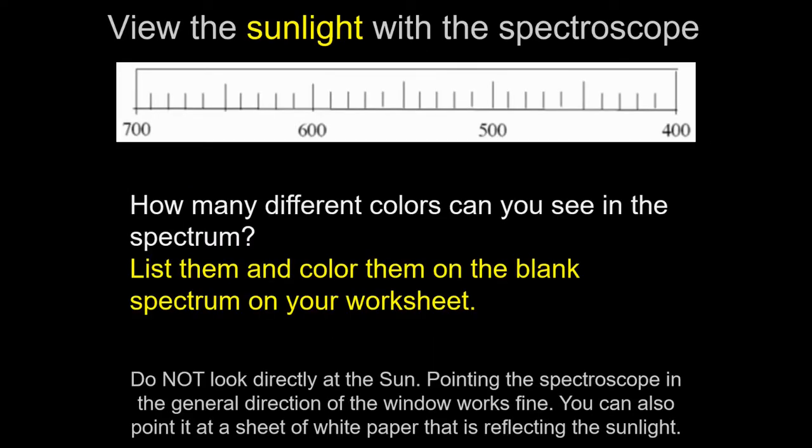So if you don't already have one, go get a spectroscope and make sure the lights are turned off in the room and point the spectroscope towards the sunlight, not towards the sun, but towards the sunlight. Never look directly at the sun, ever. On the worksheet, use colored pencils to draw the spectrum as you see it. Pause the video and go get a spectroscope and look at the spectrum of the sun.